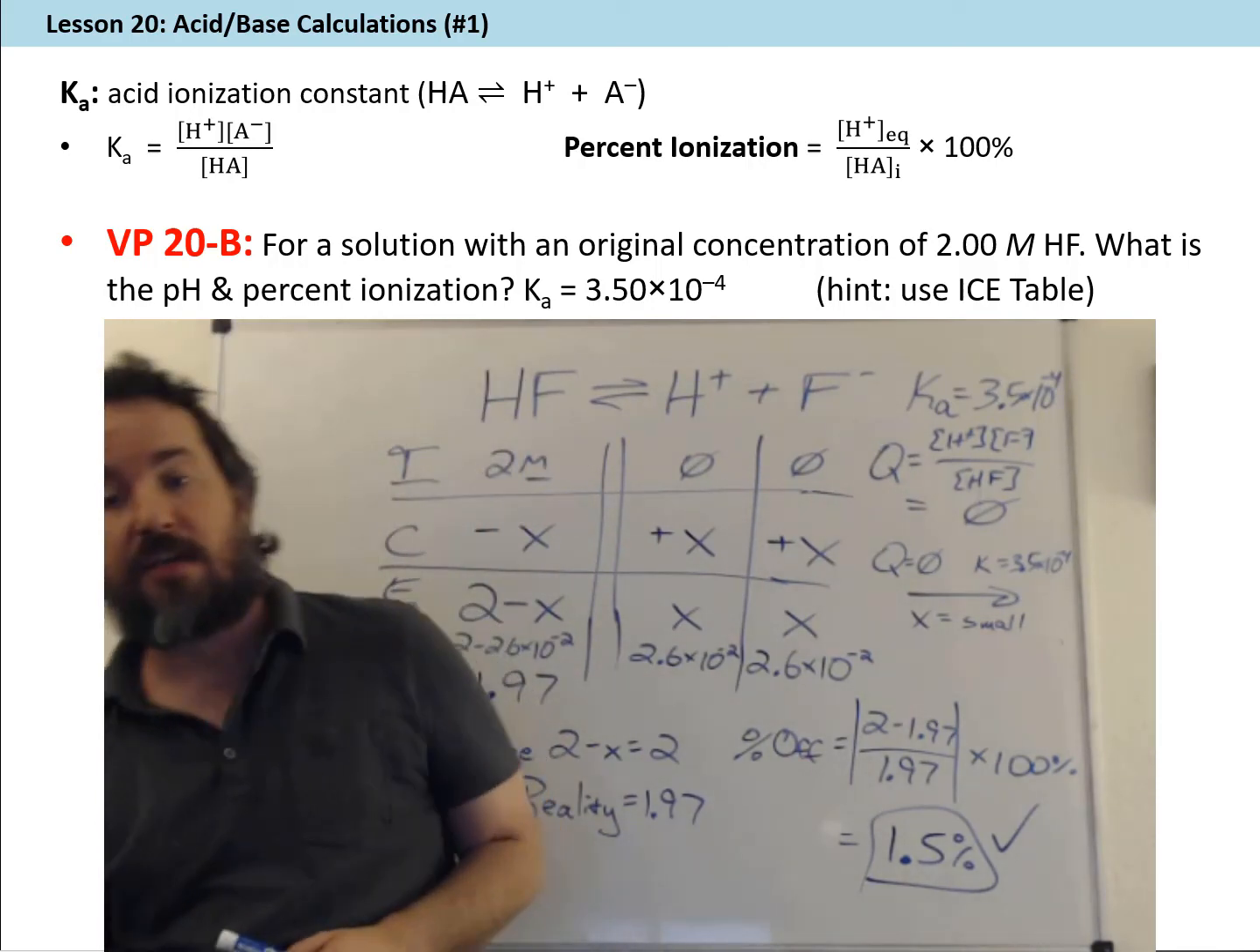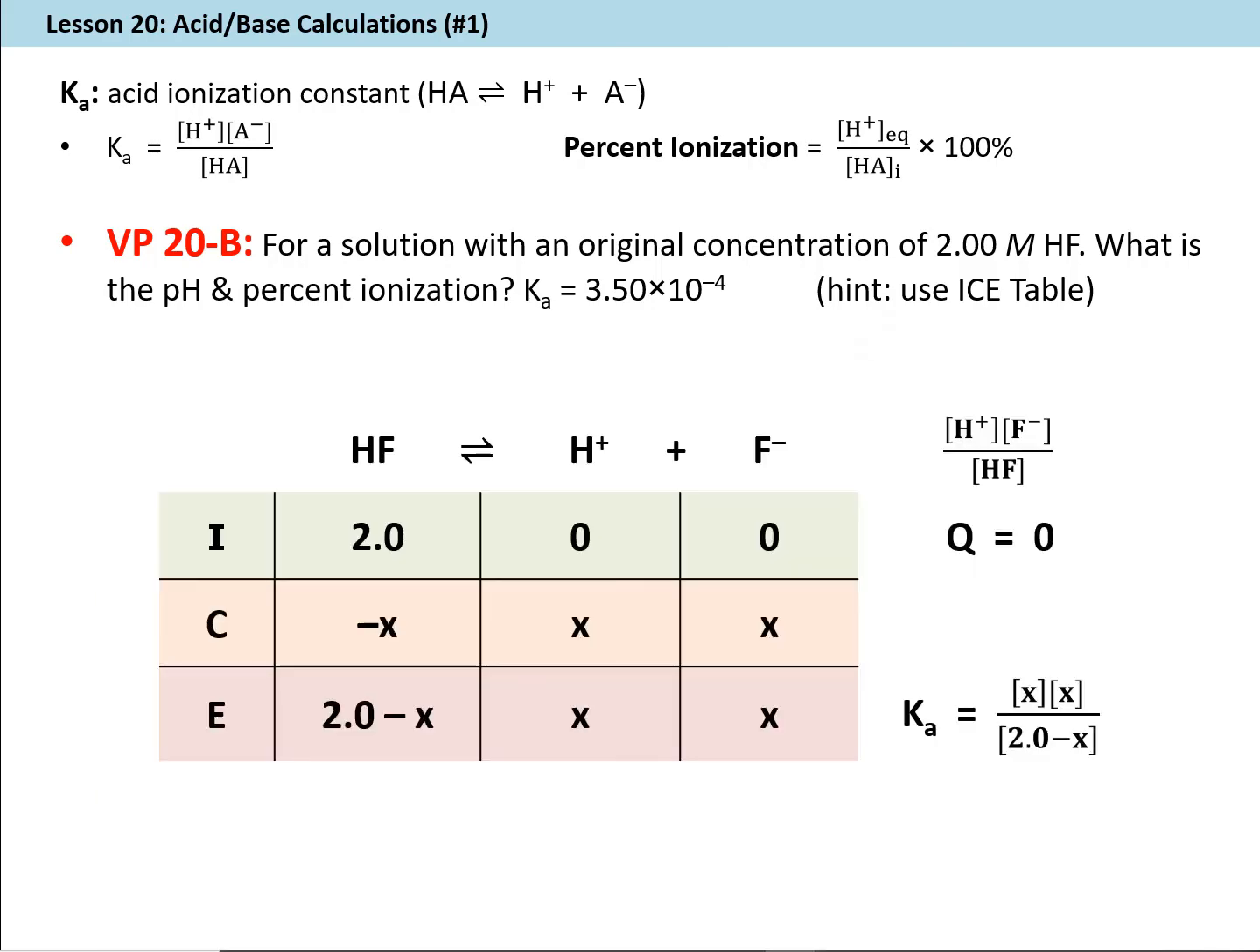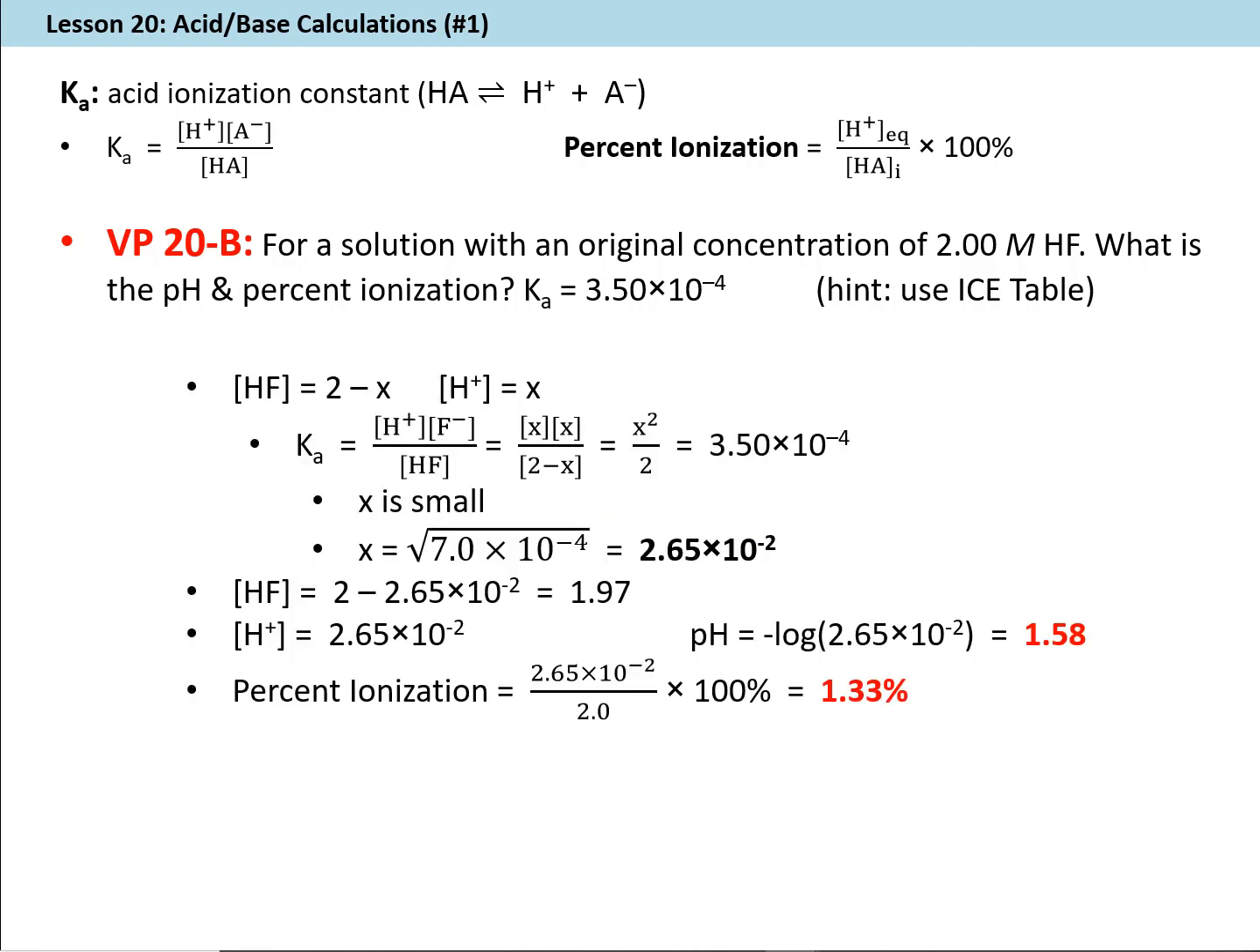Let's go ahead and show this on the screen. All right, so the first thing we did was we set up an ICE table where we put in our values, initially found our Q, determined that it shifted towards the right, found our changes, plugged those in for equilibrium, and then found our K. We then used that to solve for x. In this case, x equaled my H plus, and so I could just plug that in to find my pH.